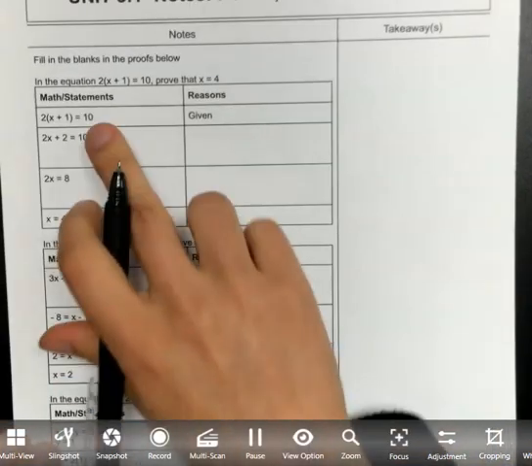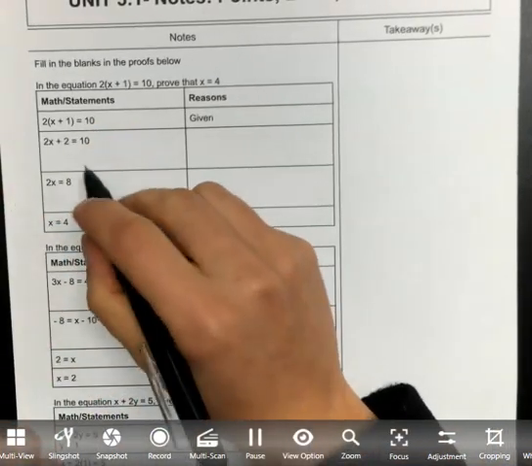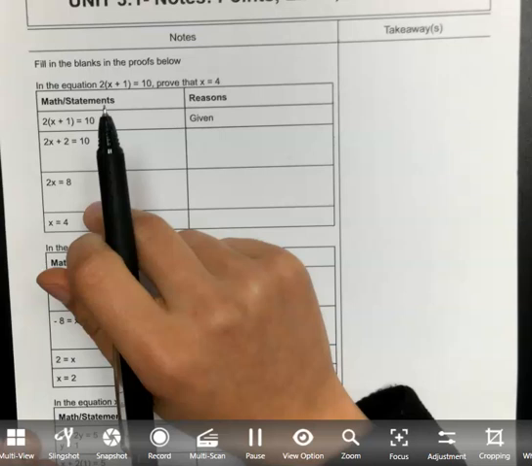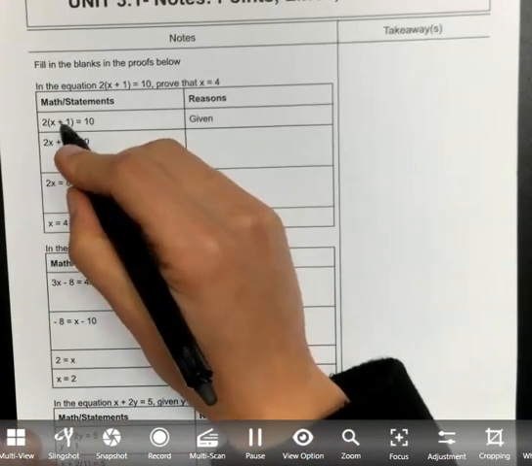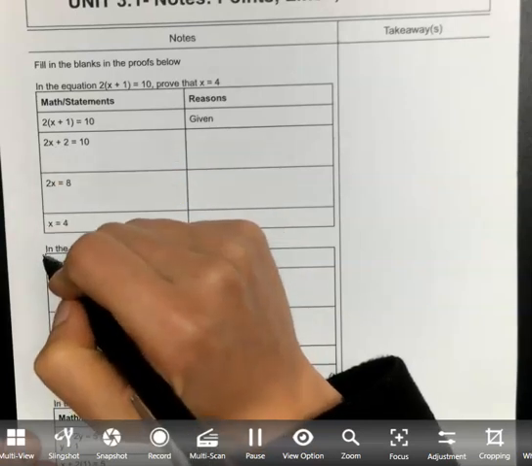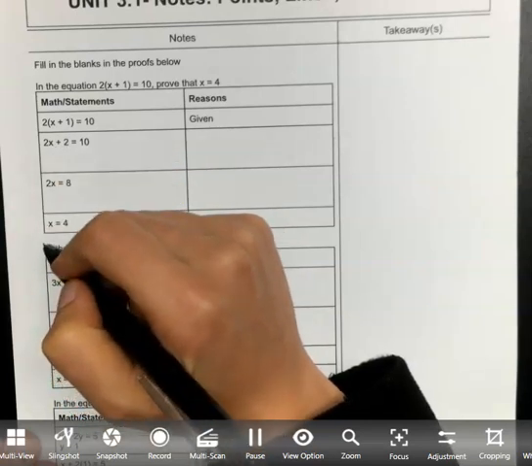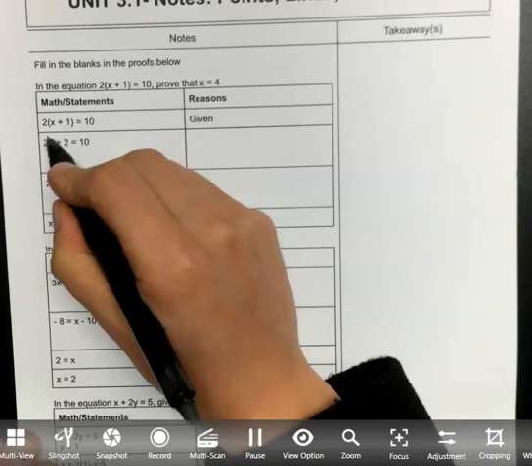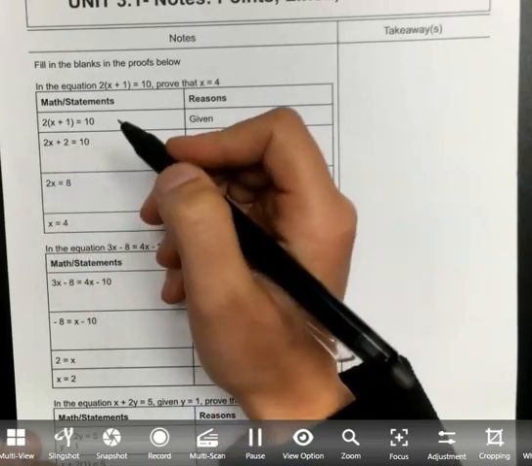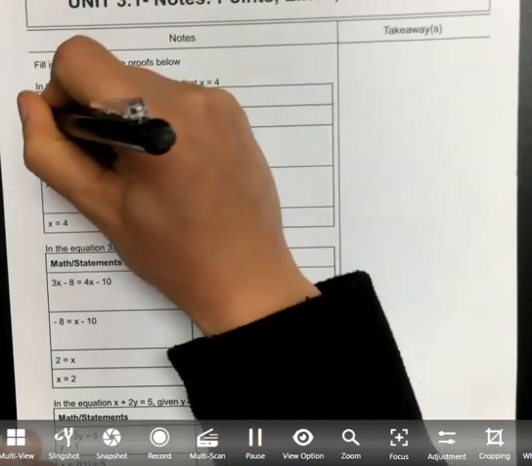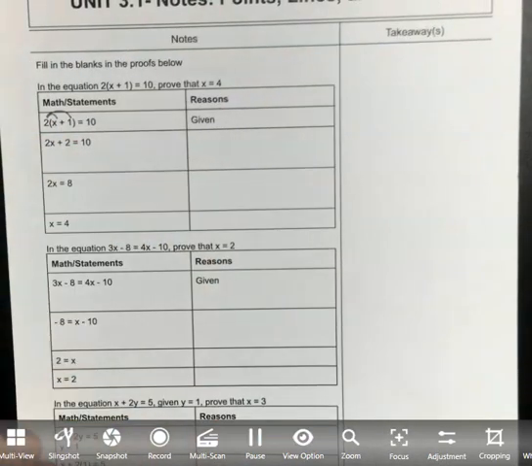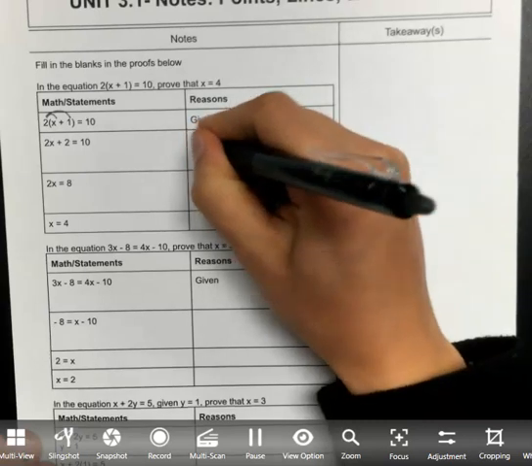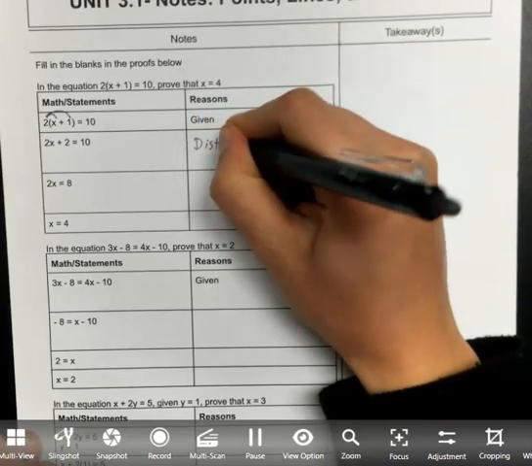So, looking at our proof over here. Since the box is already filled in, we have to figure out what the person did to get from this step to this step. I see that they don't have parentheses. How did they get rid of the parentheses? Well, they multiplied by 2 over here. That's called the distributive property. So we're going to write distributive property.